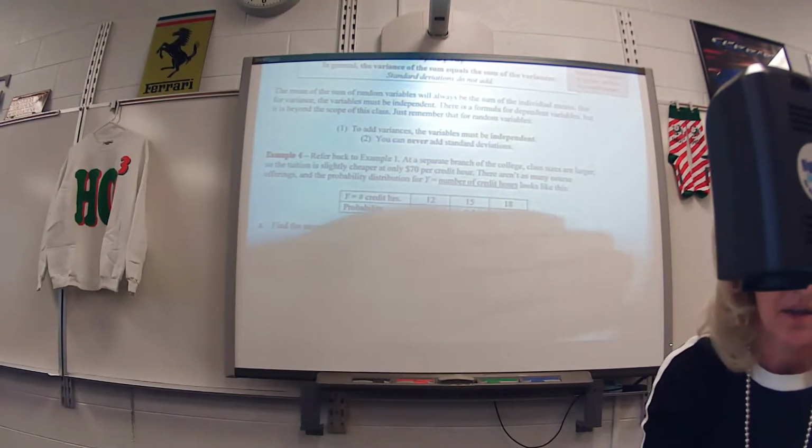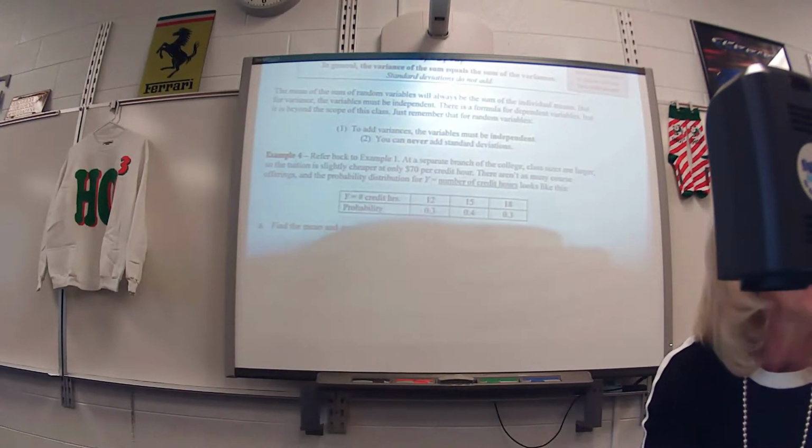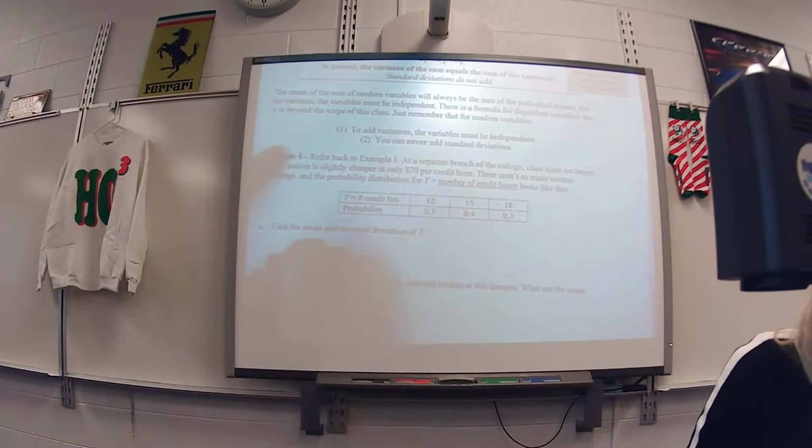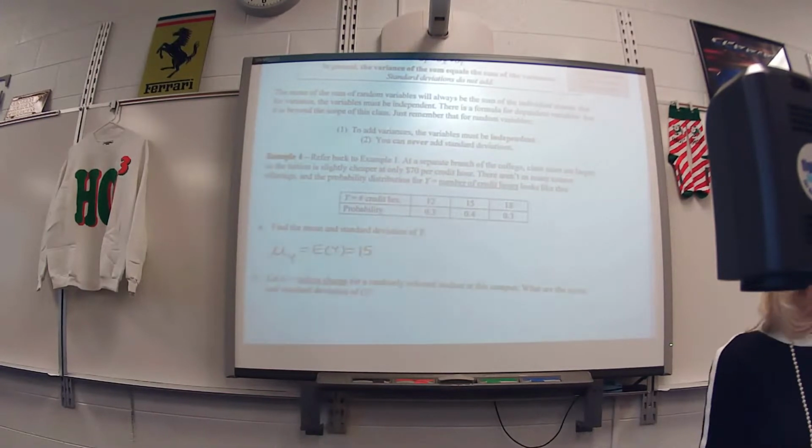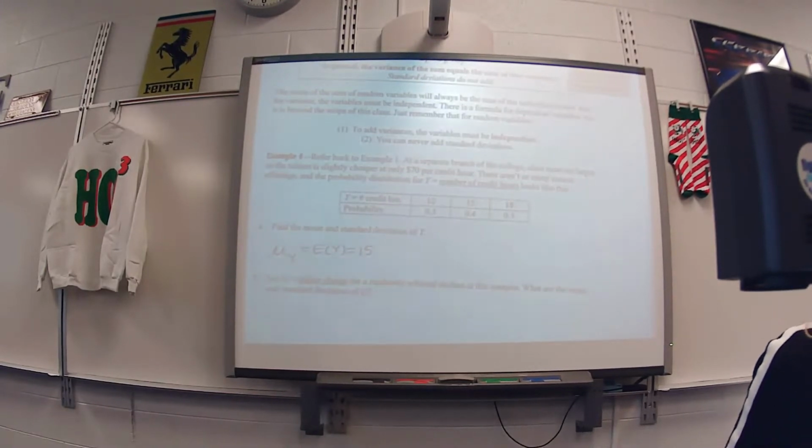15. Are the probabilities equally balanced? Yeah, they are. Then I can tell you that the mu for y, which is also the expected value for y, is going to be 15. I wouldn't even need to type that in my calculator to figure that out.